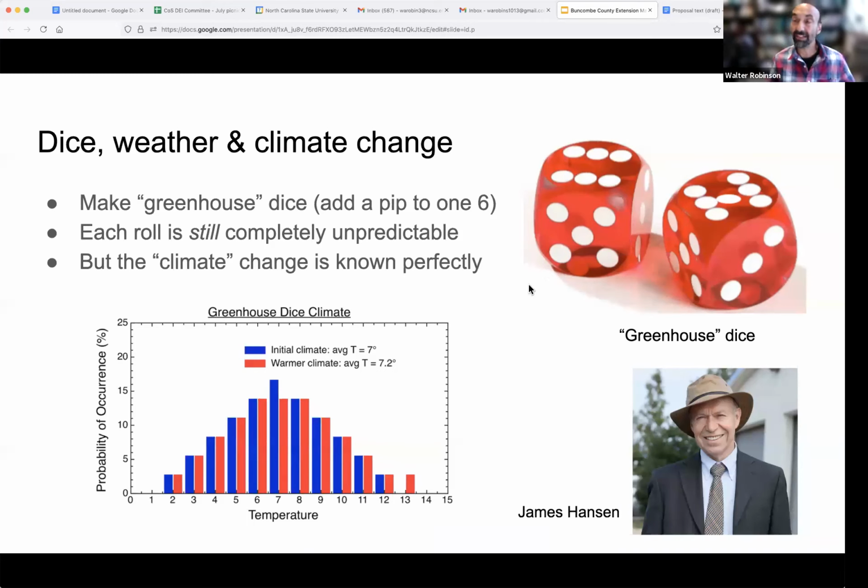So again, the dice are still honest. Every time you roll it, you don't know what you're going to get. You're going to get a number between 2 and 13 now, which is important. But the change in the statistics is known perfectly. The average roll goes from a 7, we call it degrees, to stick with the metaphor, to 7.17, so rounding to 7.2. So we know exactly how the statistics changed, the weather is each roll, the climate determined by rolling the dice a bunch of times. We know exactly how it's changed.